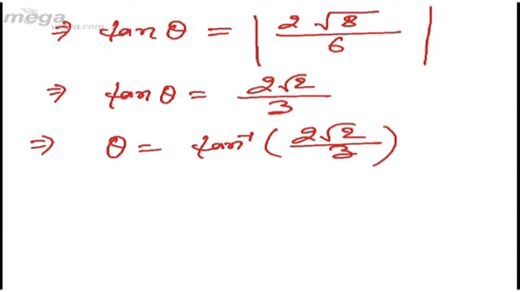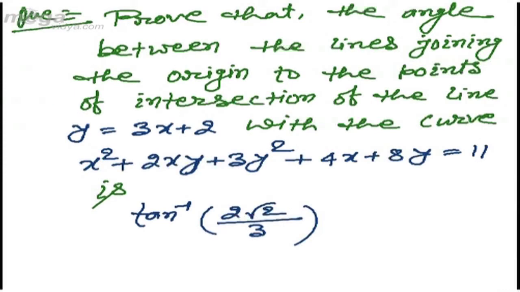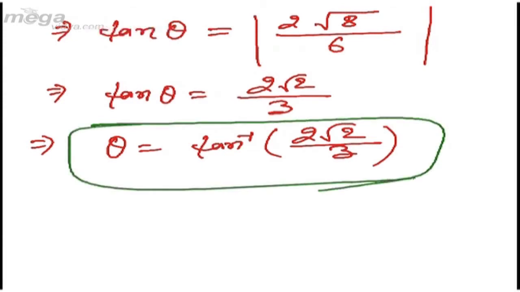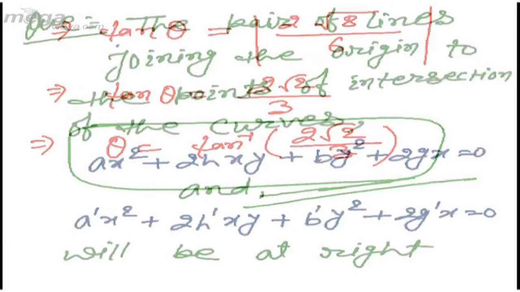And hence, student, you prove this result that the angle between those two pair of straight lines joining the origin and the point of intersection of the line and the curve is tan inverse 2 root 2 by 3. And hence, we can write here, hence, it proves the result. Now I am taking another question.